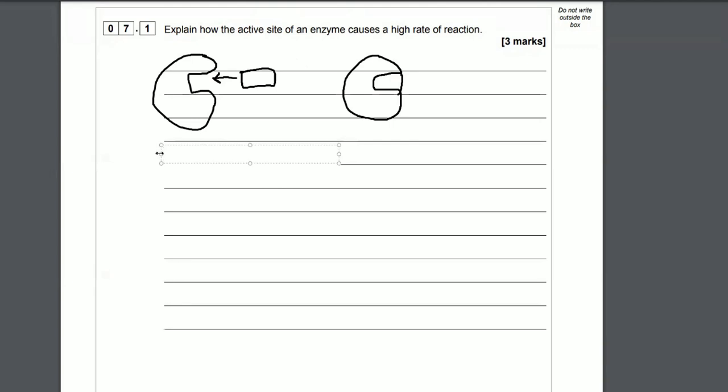How does it speed up the rate of reaction? So what do we know? We know that when a substrate joins with an enzyme's active site, we call it an enzyme substrate complex. That's an A-level term that you learn, an ES complex. You learn about that in A-levels, so you can be pretty sure that that's going to be on the mark scheme. So the substrate fits into the active site like a lock and key if you want to say that, but it forms an enzyme substrate complex.